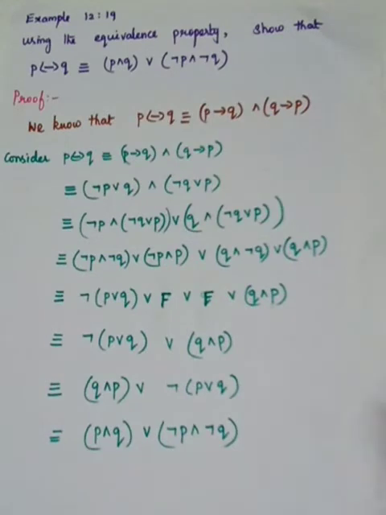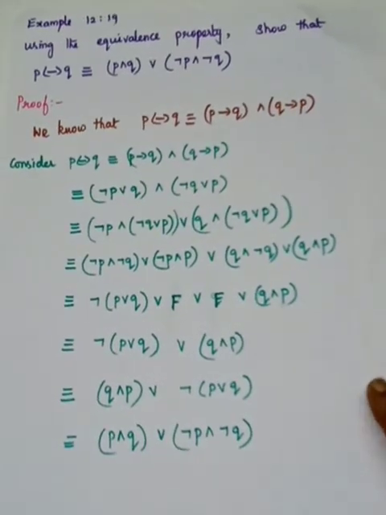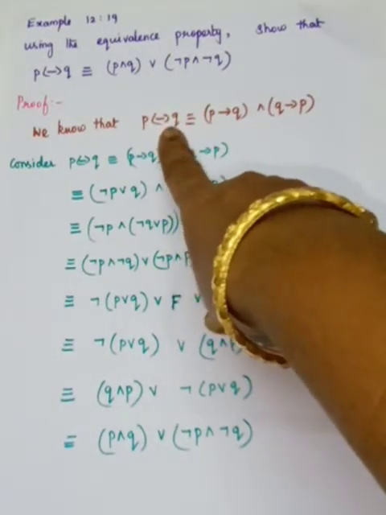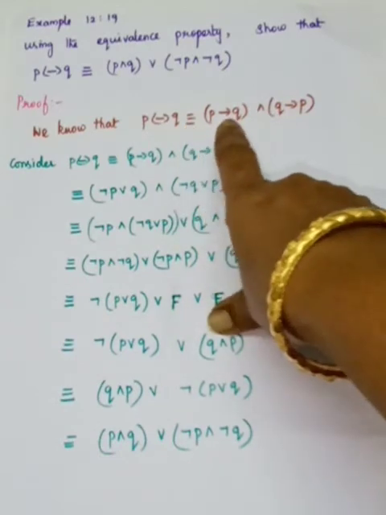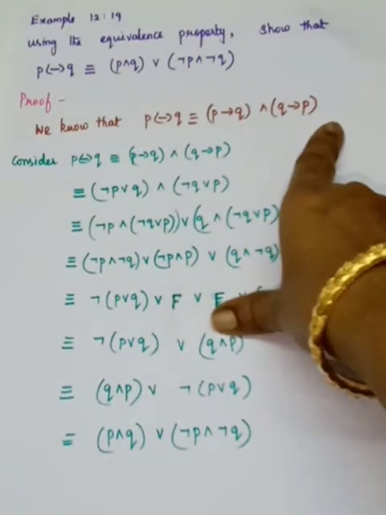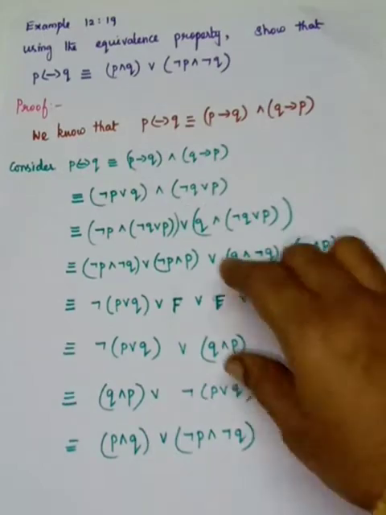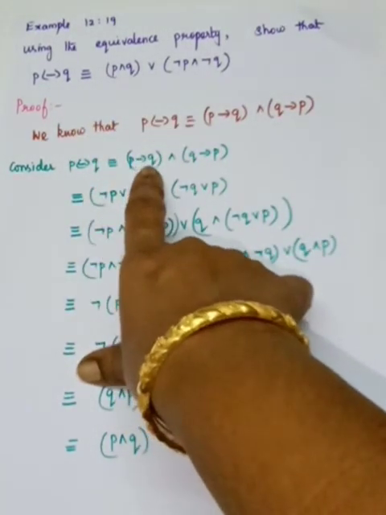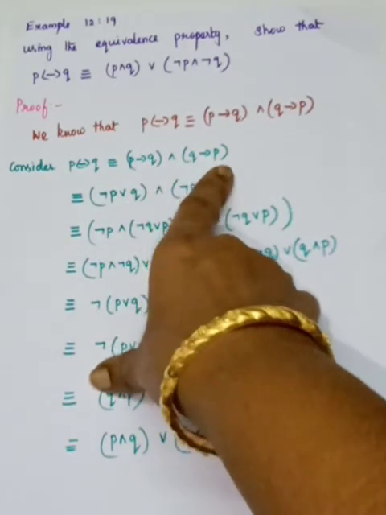Okay. And coming to the example 12.19. You see the word using the equivalence property. That means we have to use all the laws of equivalence. We have to prove the result. Okay, we should not use the truth table. So you see that one more result. P if and only if Q is logically equivalent to P implies Q and Q implies P. Okay, you take the result P if and only if Q. So how it will be written? P implies Q and Q implies P.